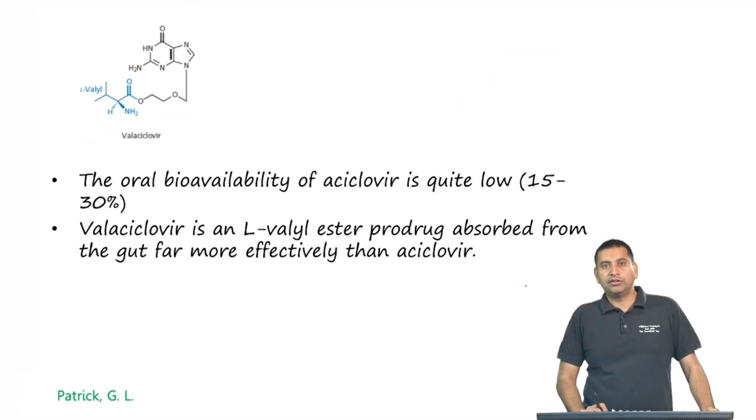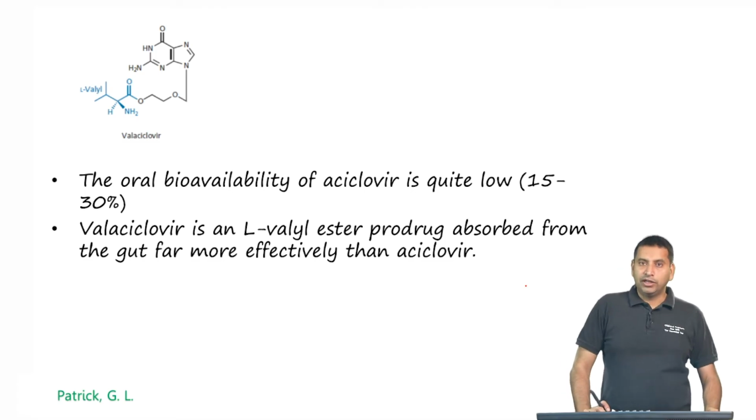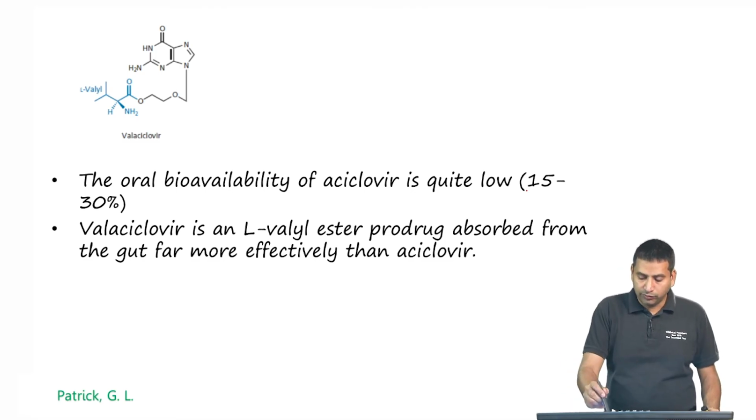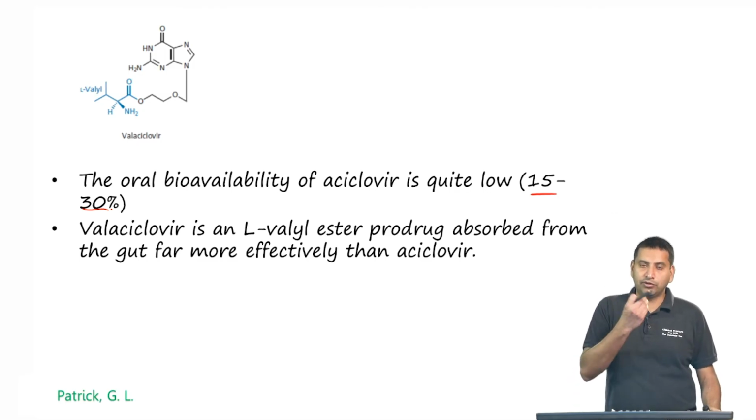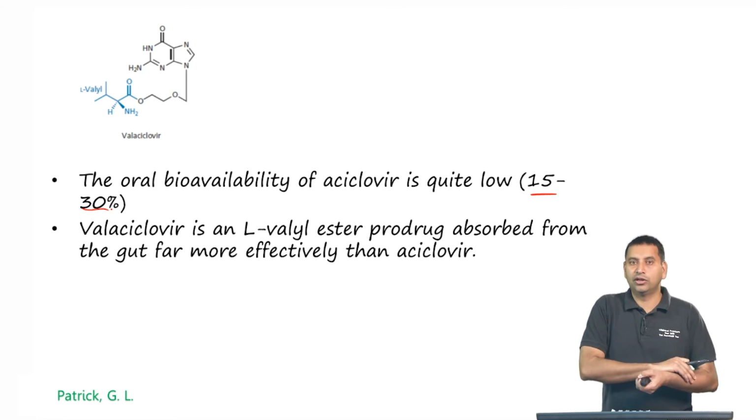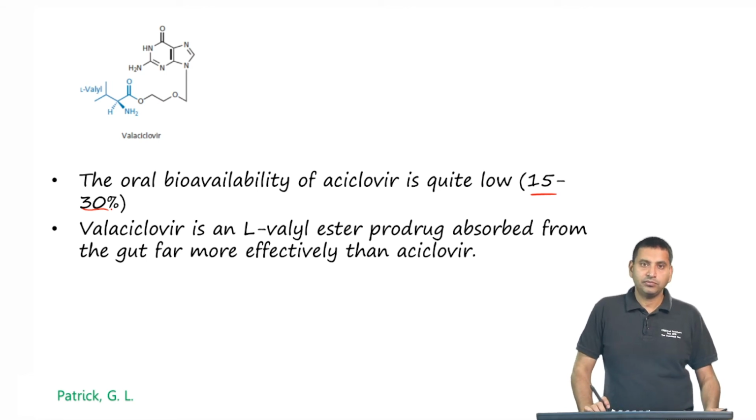One of the problems with acyclovir is that it has very low oral bioavailability. It's only about 15 to 30%. Okay. Again, just to recall, oral bioavailability is basically, after one consumes the drug, how much of the drug is available in the bloodstream. So, therefore, about 85 to 70% of the drug is not available, right.